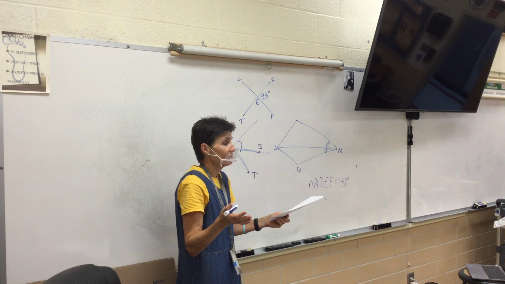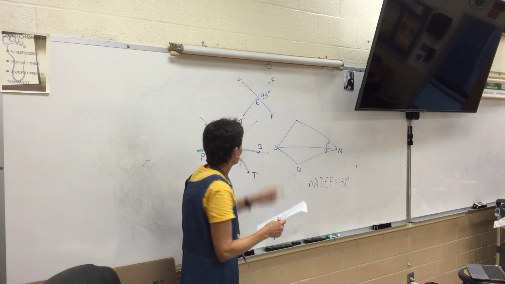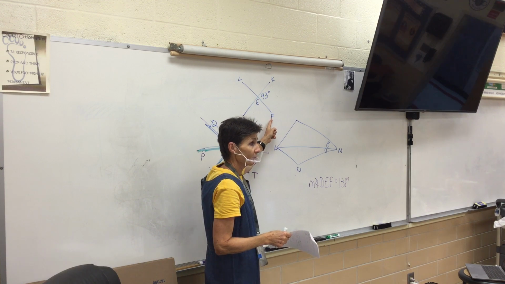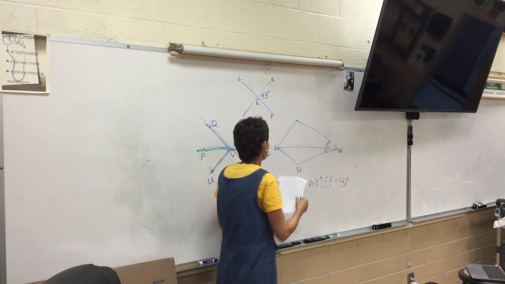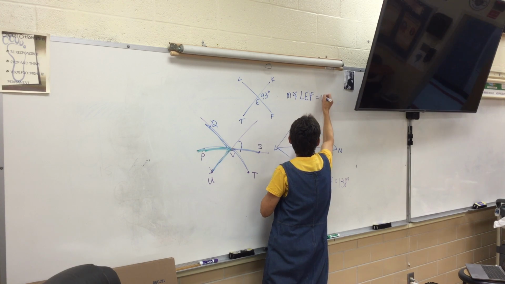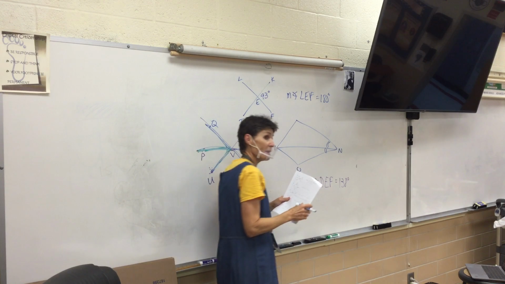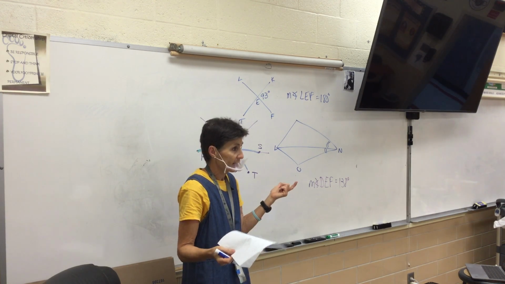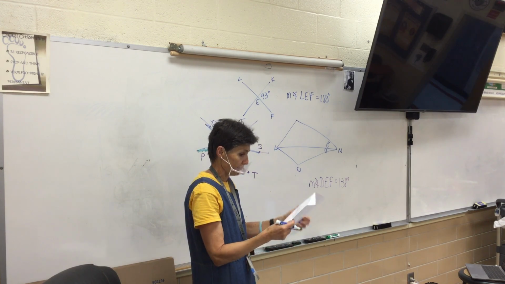How big would LEF be? LEF makes a straight line, doesn't it? How big is a straight angle? 180. So angle LEF is 180 degrees. That isn't what I meant to ask, but we can answer it because that's 180 degrees. It makes a straight line.